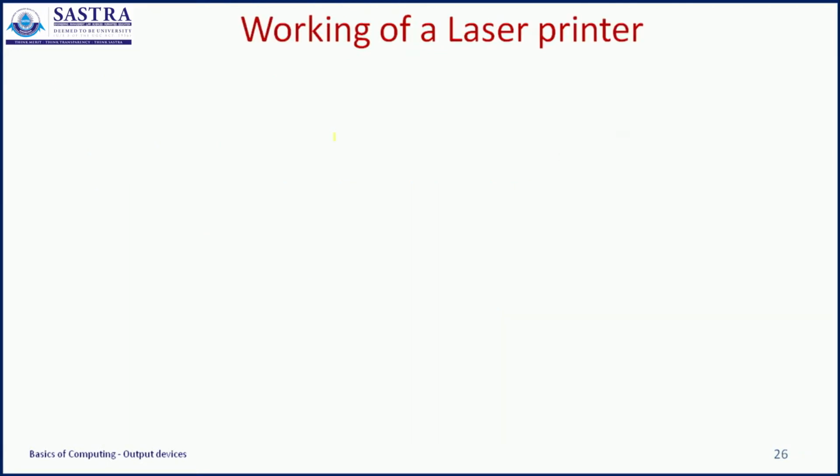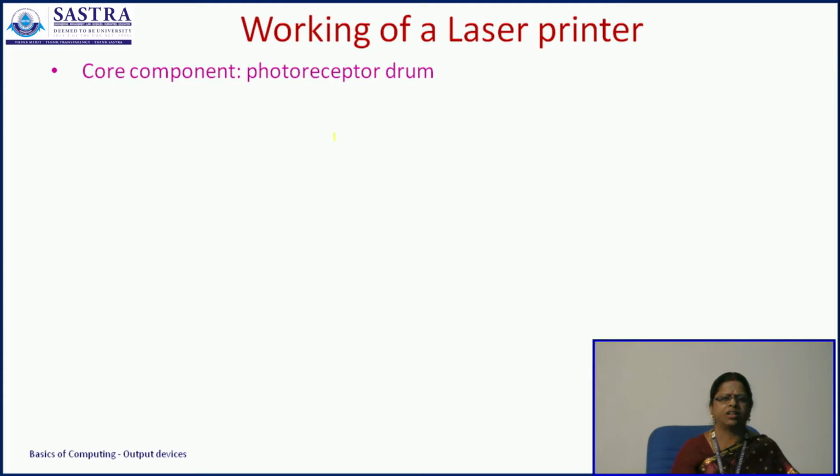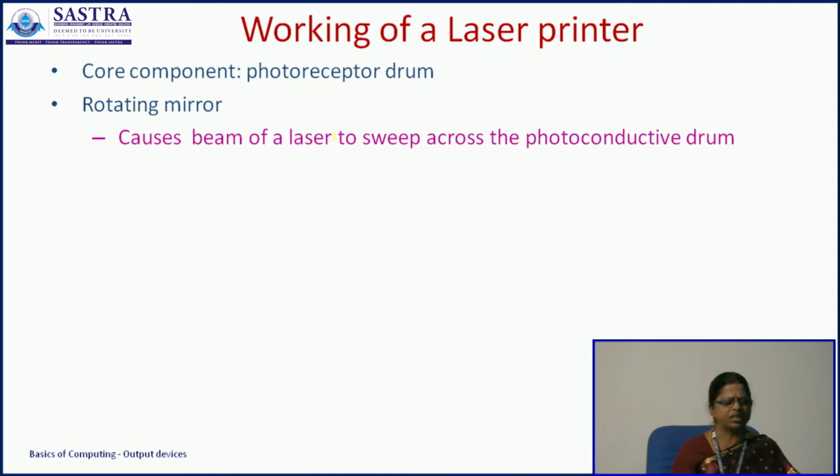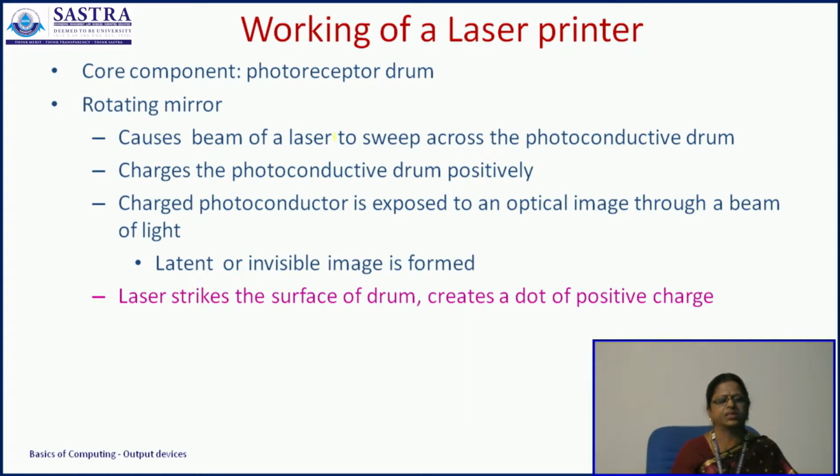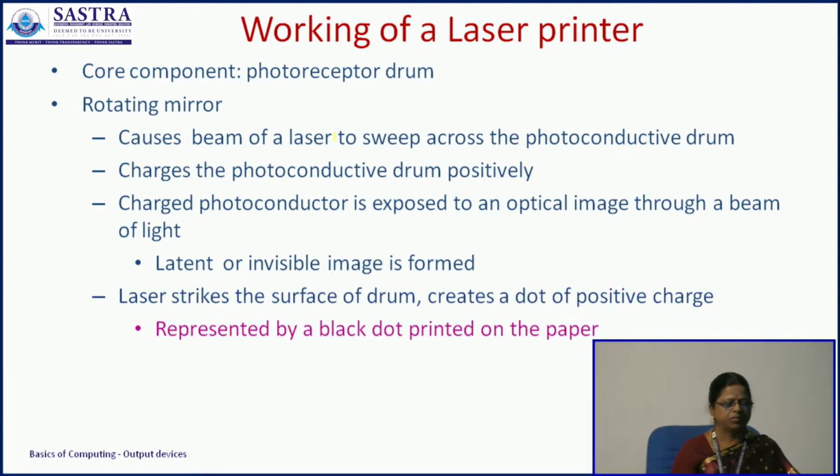How does a laser printer work? The core component of a laser printer is the photoreceptor drum. It has a rotating mirror which causes a beam of laser to sweep across the photoconductive drum. It charges the photoconductive drum positively. The charged photoconductor is exposed to an optical image through a beam of light, which forms a latent or an invisible image. The laser strikes the surface of the drum, creates a dot of positive charge, which is represented by a black dot printed on the paper.